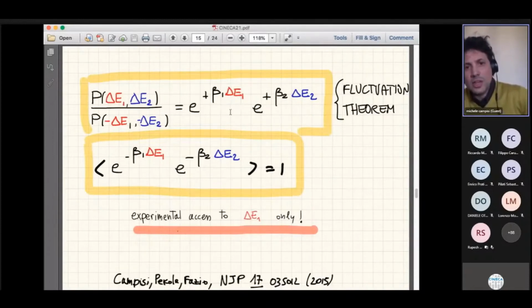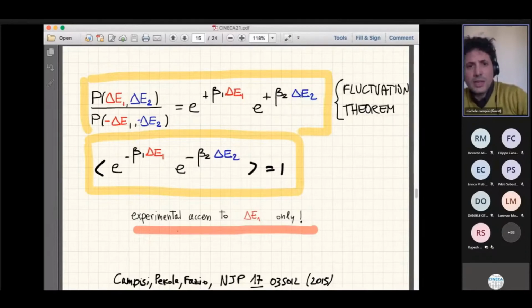So one can use this relation to learn something about, for example, delta E2, the energy that goes in the bath. This is impossible to measure, whereas delta E1, the energy that goes into the chip, this can be measured. So by using this relation that links the joint statistics and contains the correlation about them, by measuring only delta E1, one can get information about delta E2. And if you have information about delta E2, you also have information about the work that is injected.